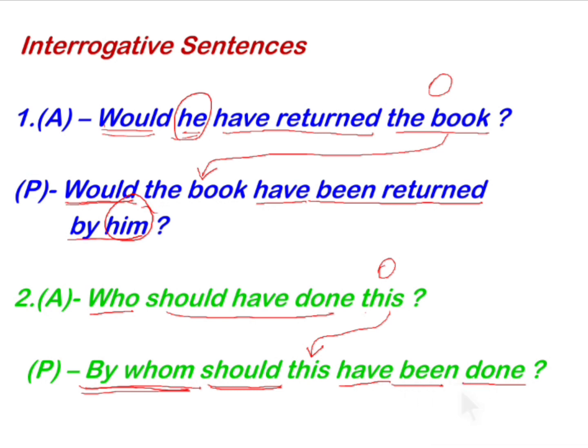So this marks the end of changing active voice to passive voice in future perfect tense. To sum up, we learnt what future perfect tense is and how to change active voice to passive voice in future perfect tense in the declarative sentences and the interrogative sentences.